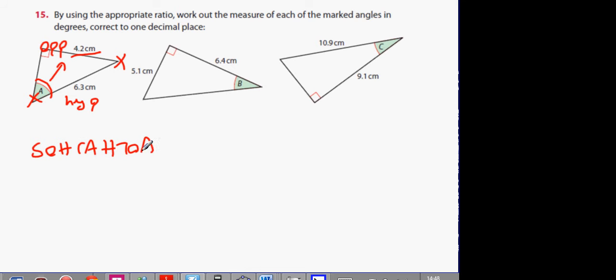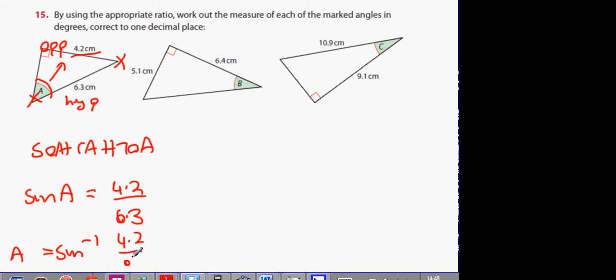It means sine. Sine A is 4.2 divided by 6.3. It's the opposite divided by the hypotenuse. Sine inverse that, and what do we get? Anybody? Sine inverse 4.2 divided by 6.3? 41.8. Anybody need to see any more of them? You alright? Okay.